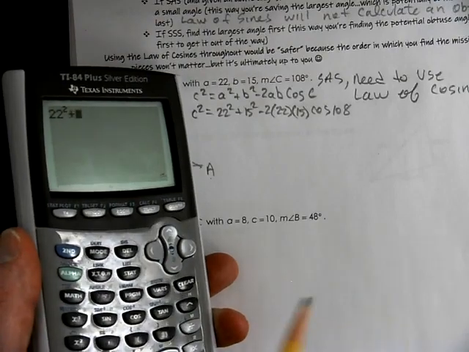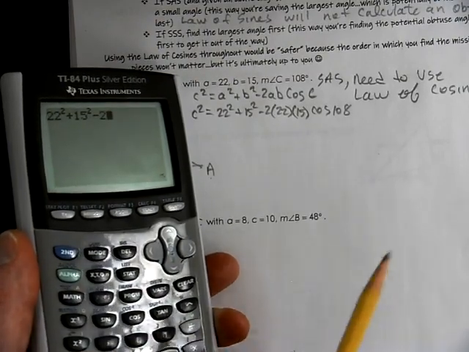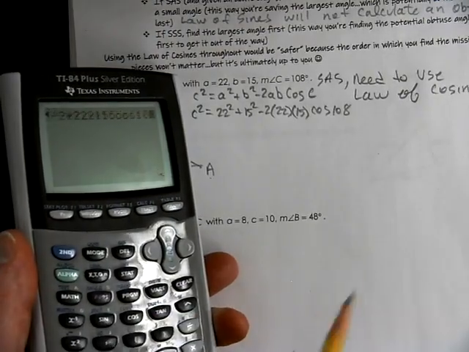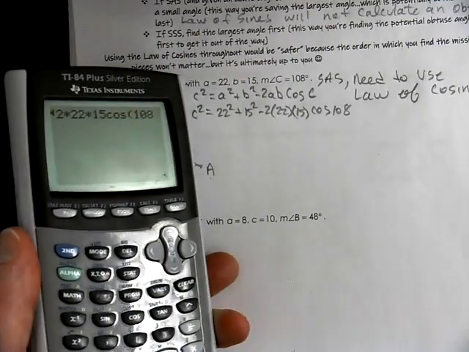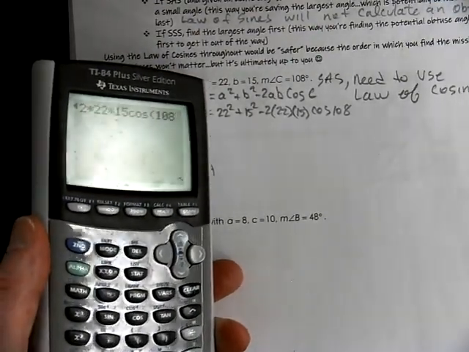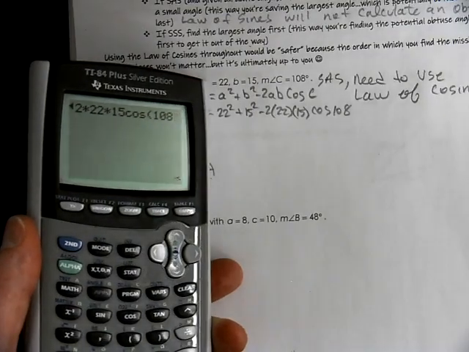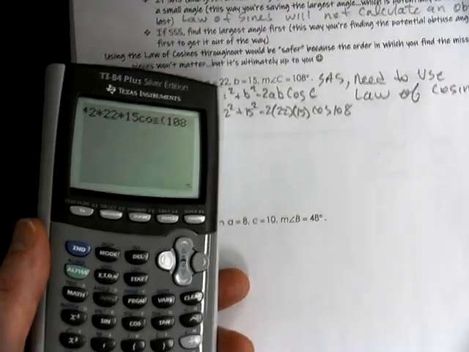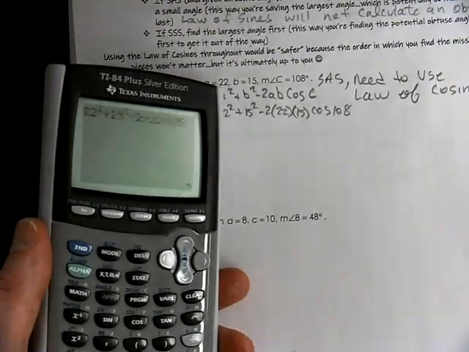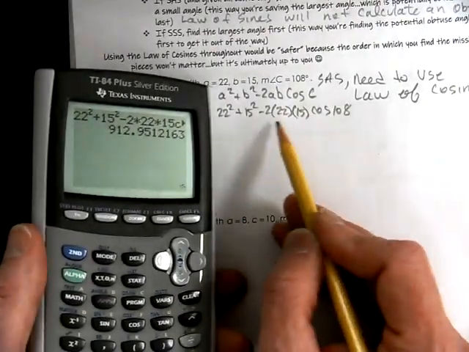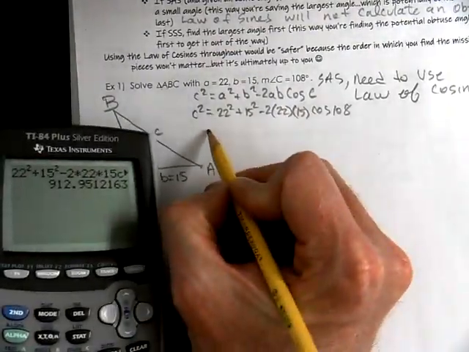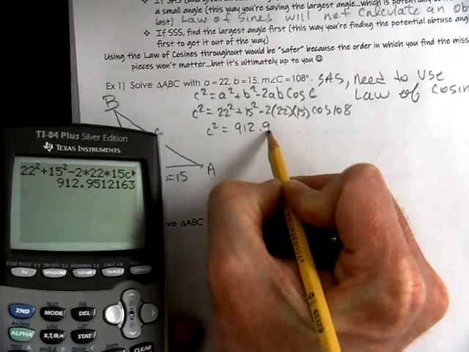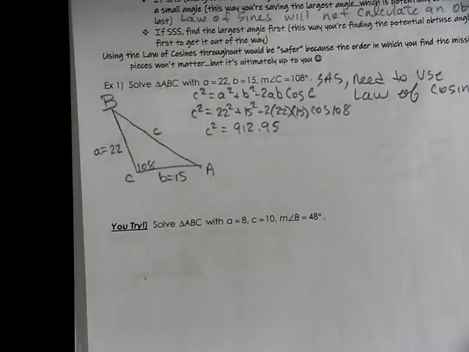22 squared plus 15 squared minus 2 times 22 times 15 times the cosine of 108. And because we're using trigonometry and we're using angles, we need to be sure that we're in degree mode. So we hit enter, and that gives me what that whole calculation all put together is going to be. We could break it down individually. That would be great algebra skills. But there'll be enough algebra going on here.